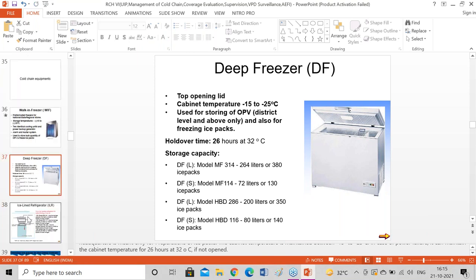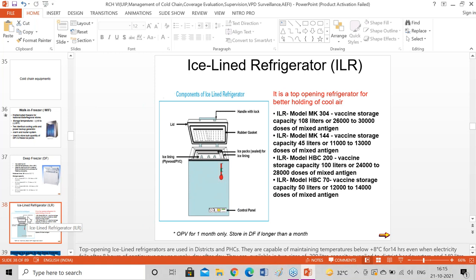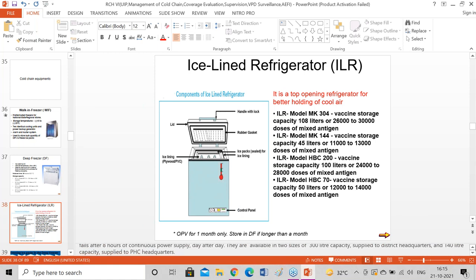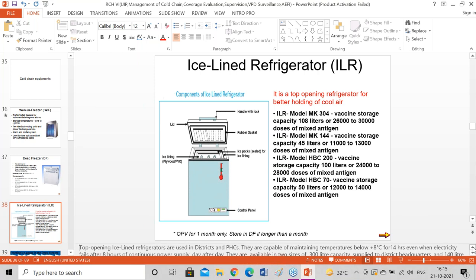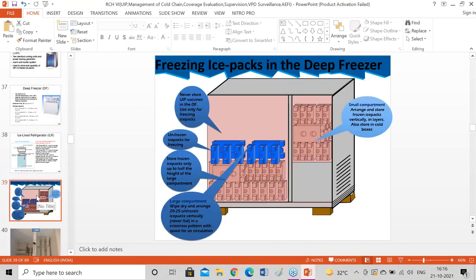So walk-in freezers, deep freezers, then we have the ice line refrigerator. Now, ice line refrigerator is a top opening refrigerator for better holding of cool air, but you can also have front opening ILRs. What is the temperature? It is 2 to 8 degrees centigrade. They can maintain the temperature below 8 up till 14 hours. This is the holdover time. So you should know what holdover time actually is. Holdover time is the time for which the equipment can maintain its cold chain temperature after the power supply is cut off. Available in two sizes, 300 and 140.